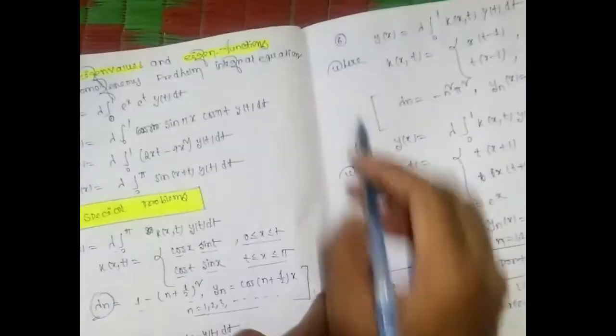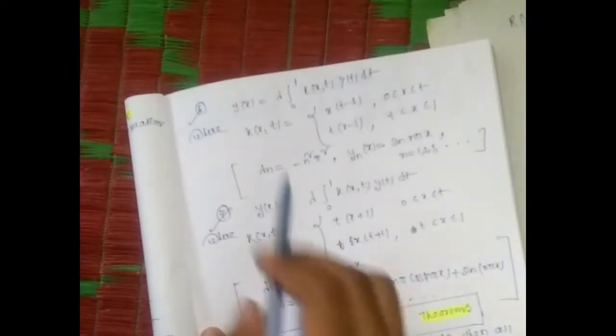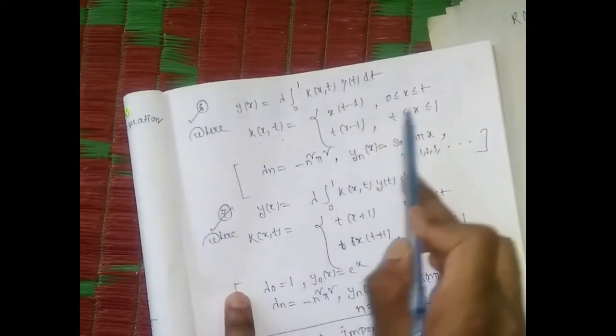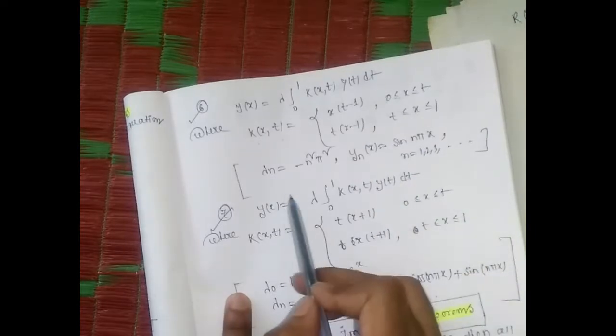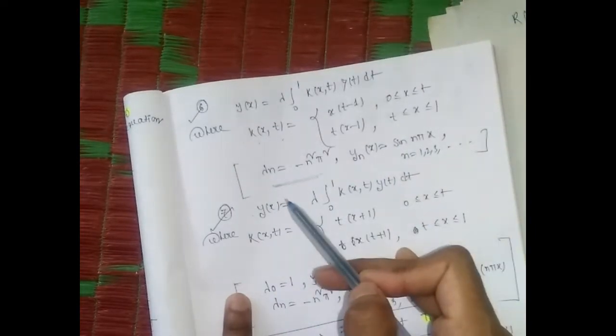Number 3 and number 4 are very easy. You can see that whenever the kernel K(x,t) is x(t minus 1) and t(x minus 1) over 0 to t and t to 1, then the corresponding eigenvalue is this, and these are the eigenfunctions.